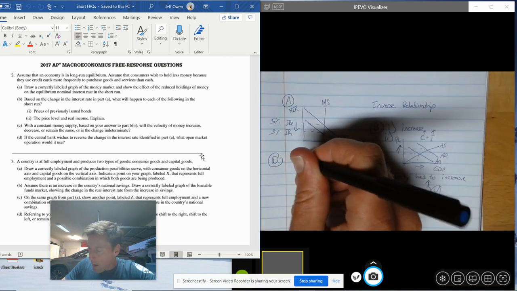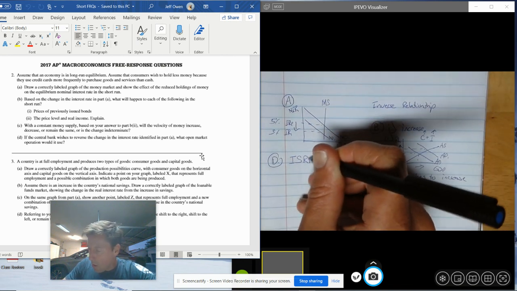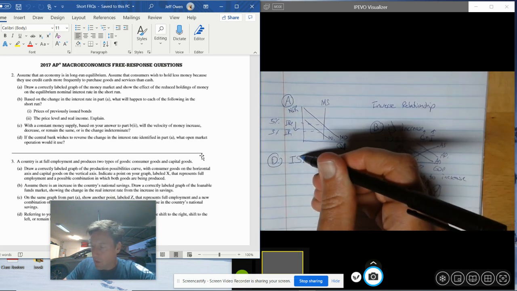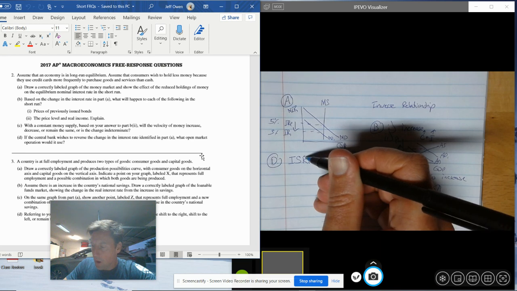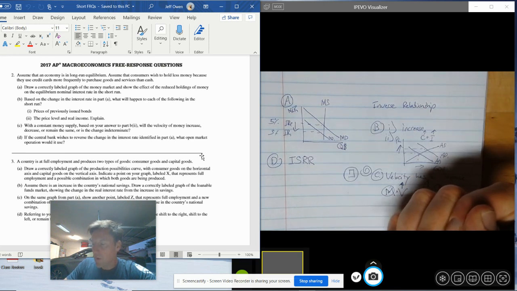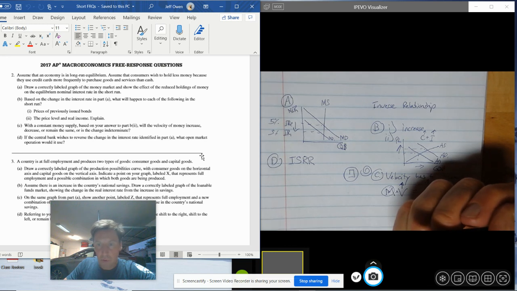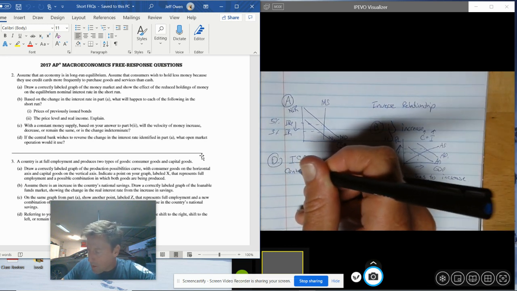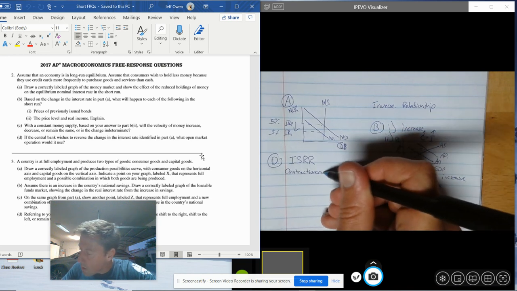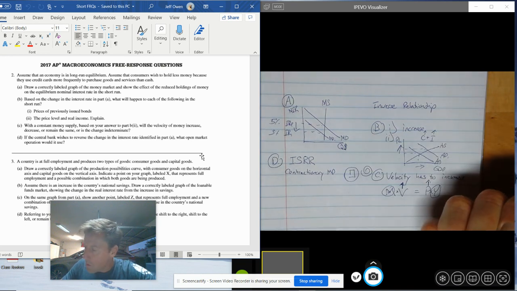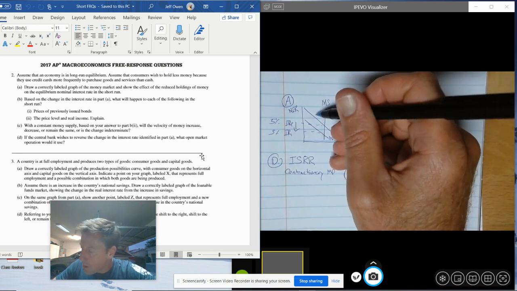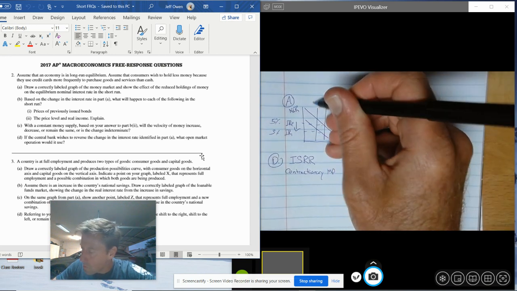So we had ISRR, right? If you want to increase the money supply, you can sell bonds, you could raise the interest rate, or you could raise the discount rate. Because right now they're going to put in a contractionary monetary policy. What are they trying to do? They're trying to bring this back, right? They're going to decrease the money supply.